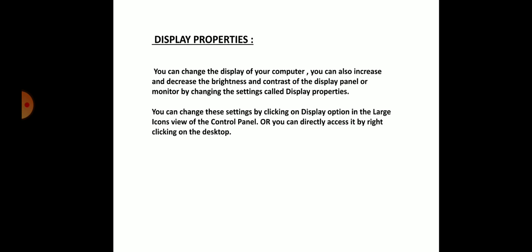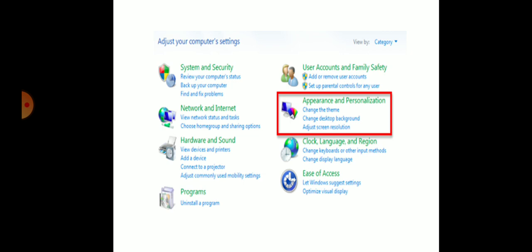You can increase or decrease the brightness and contrast of the display panel or monitor by changing the settings called display properties. You can change these settings by clicking on the Display option in the large icons view of the control panel, or you can directly access it by right-clicking on the desktop. Here you can see the Appearance and Personalization option, which can help you to change the display settings.